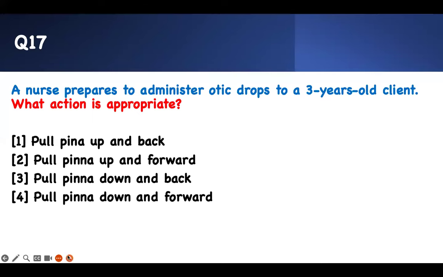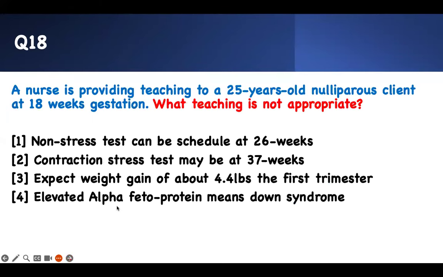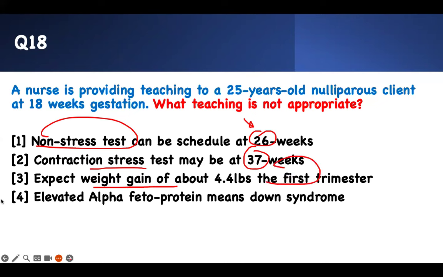Next question. This is providing teaching to a 25-year-old nulliparous client at 18 weeks gestation. Which teaching is appropriate? So first pregnancy, 18 weeks. This is just basically concept about OB. A non-stress test to see if the baby is doing well, we usually do it at 36 weeks. A contraction stress test, if the non-stress test is abnormal, we do at 37 weeks. You know, the first trimester you are supposed to gain up to 4.4 pounds. That is good. Therefore, I've got to pick this.